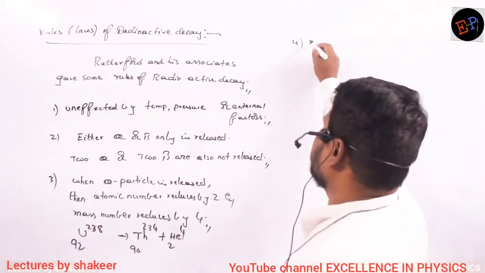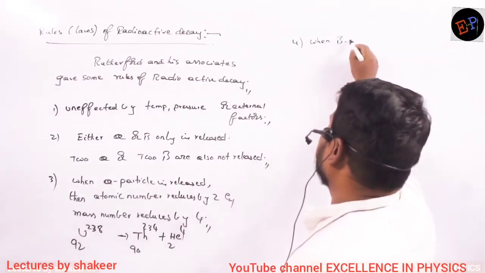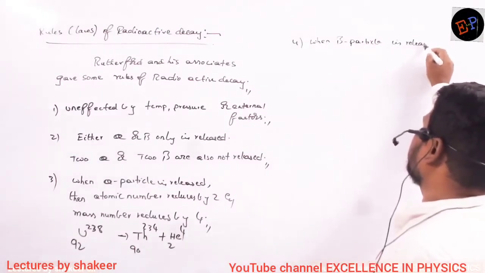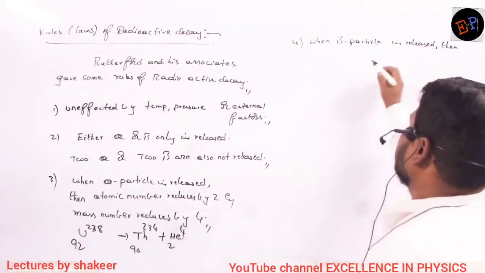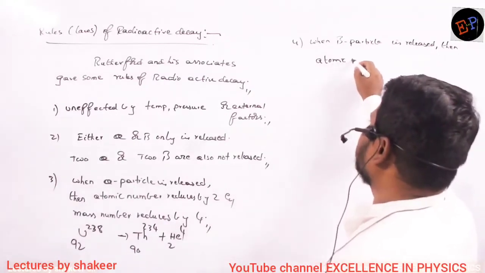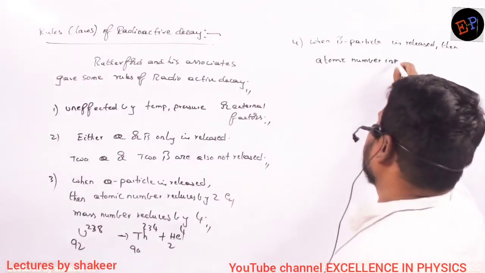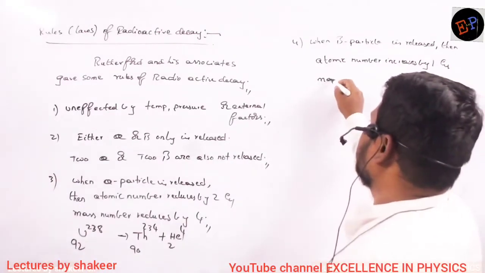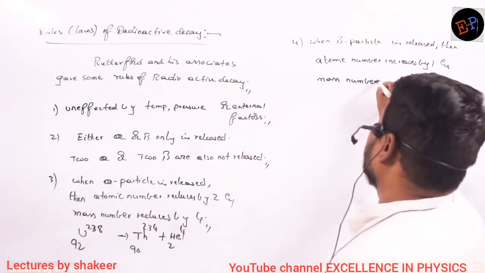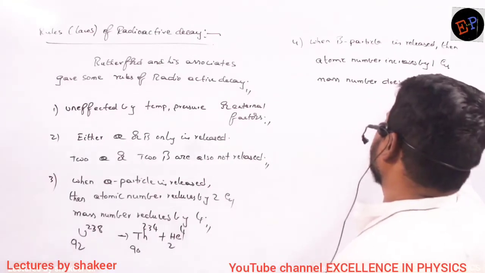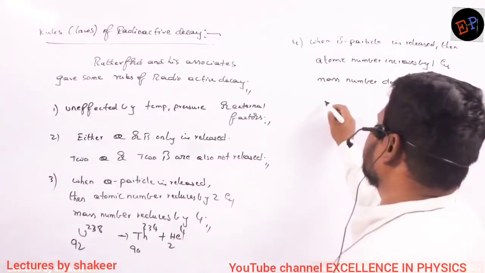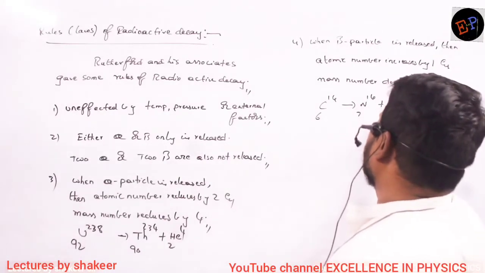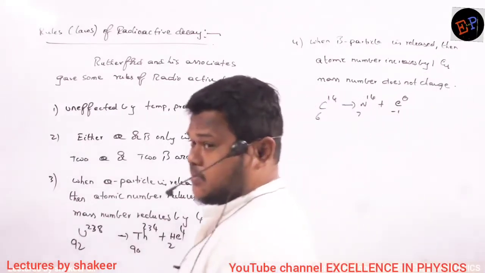Okay? The fourth one is when a beta particle is released, then the atomic number increases by 1 and the mass number does not change. For example, carbon-14 (6C14) converts into nitrogen-14 (7N14) plus 1 beta particle. So this is what will happen.